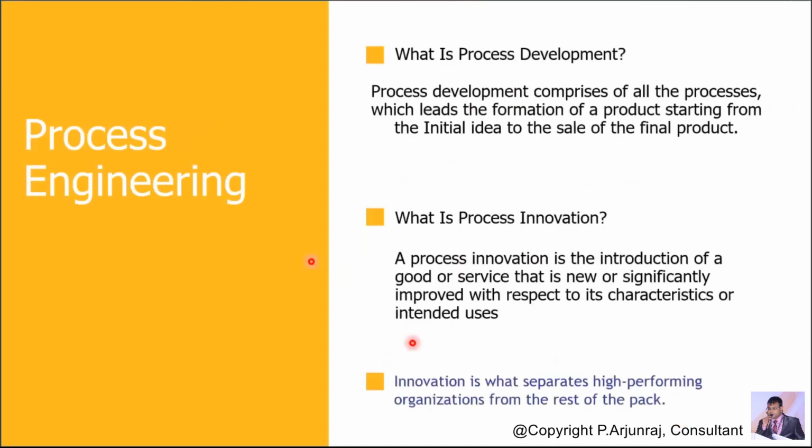And when it comes to process engineering, you look for process development and also process innovation. Process development is the one which consists of the process leading to the product, starting from the initial idea to the sale of the final product. And process innovation is what we are going to apply to a manufacturing process or a good or a service that can be new or significantly improved. You can also look at your existing manufacturing line or assembly as well. Innovation is what separates a high performing organization from the rest of the pack.